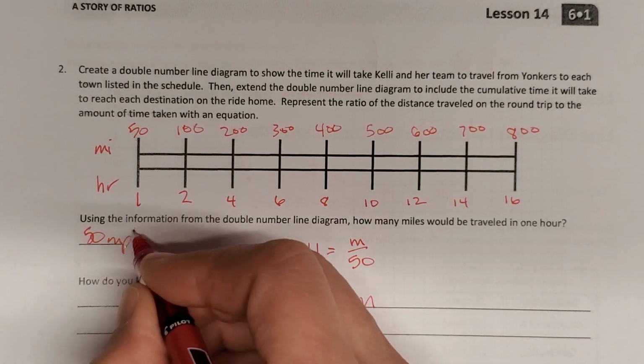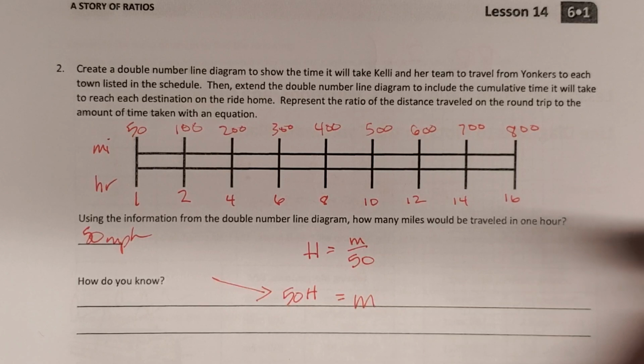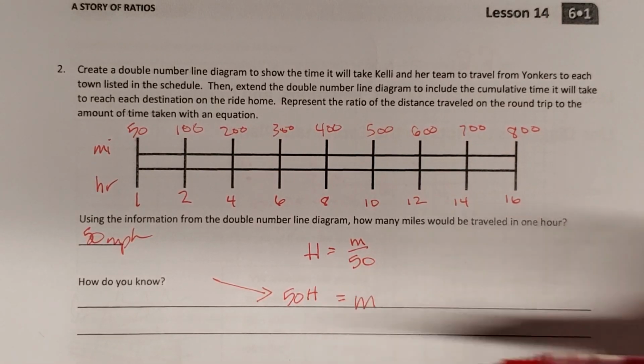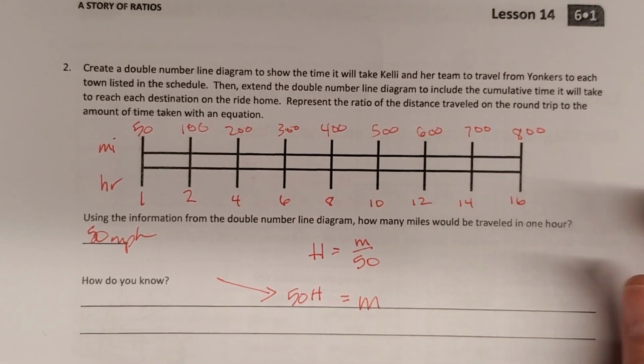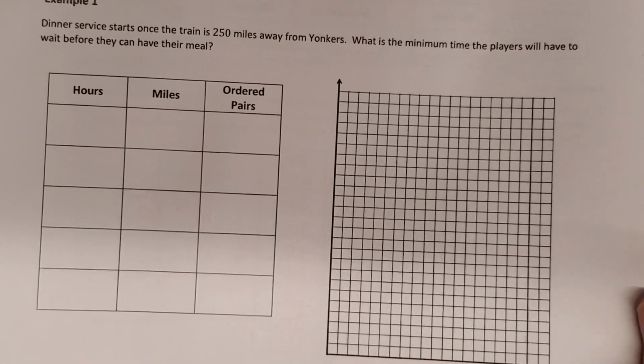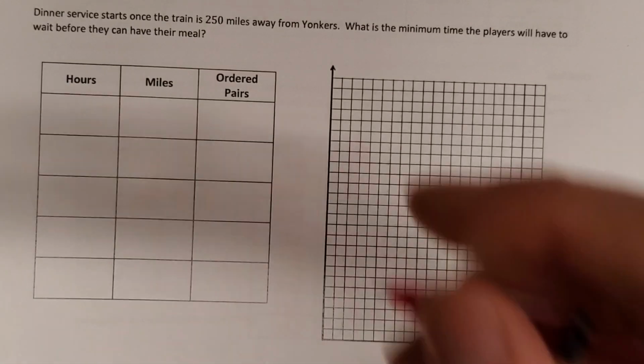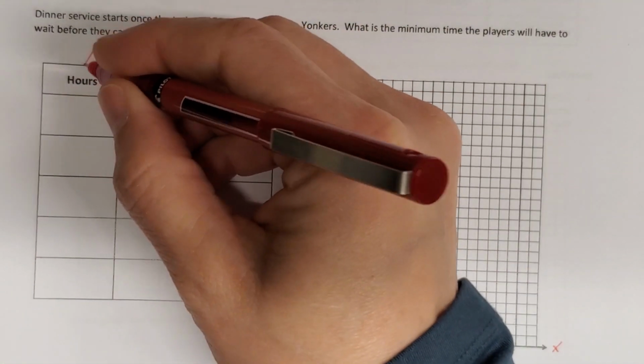50 miles per hour. How do you know? Well, we used our equation and we substituted 1 hour in for the hours and then we solved. Okay, now here comes the big part, right? So remember we did coordinate planes. Here's my x-axis. Here's my y. Time is usually x.